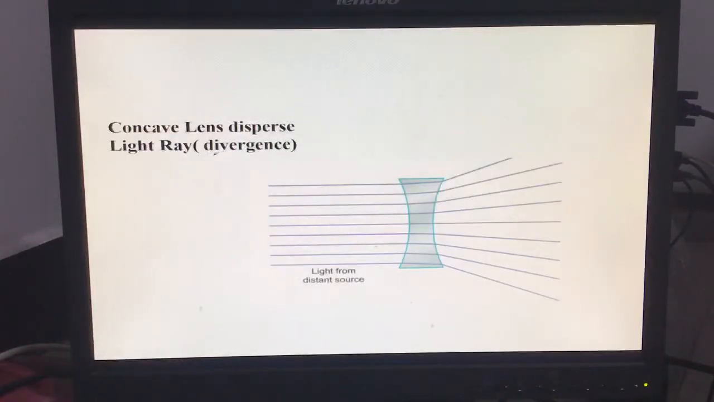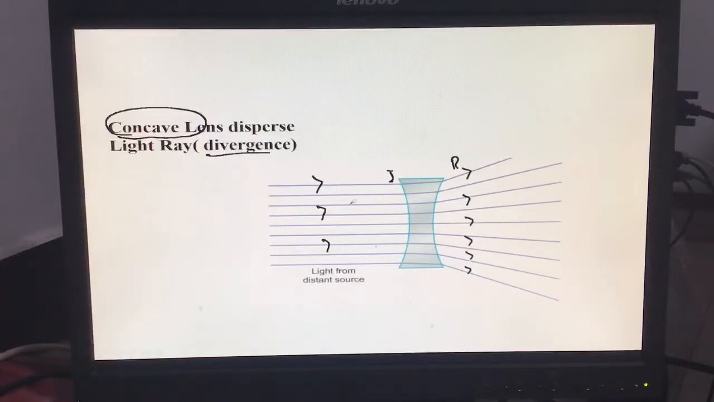Another term here is the concave lens. The function of the concave lens is to diverge the light. Divergence means that after collision the light disperses. After the collision here, the angle of incidence relates to the angle of refraction. The light rays diverge. It is a divergence phenomenon.